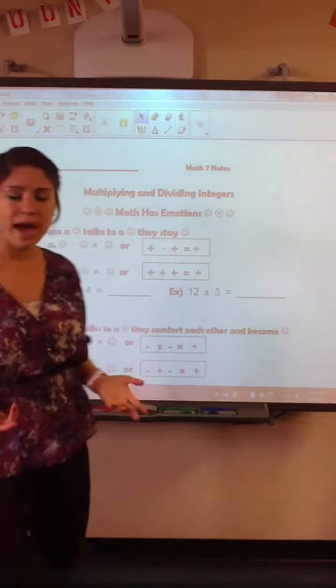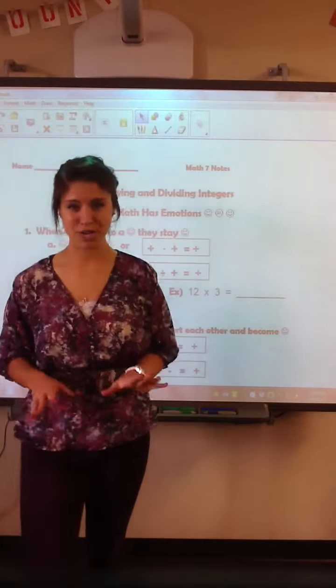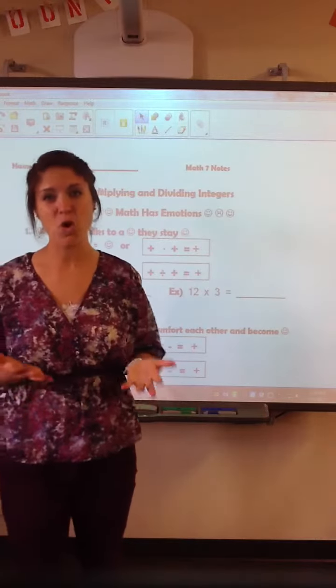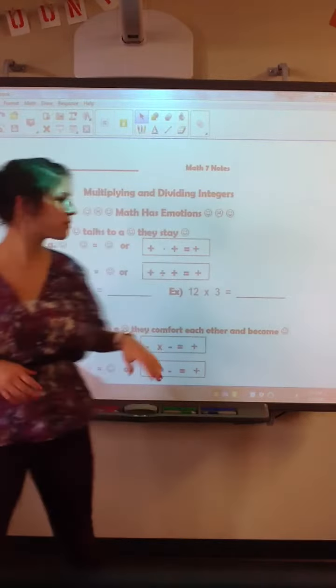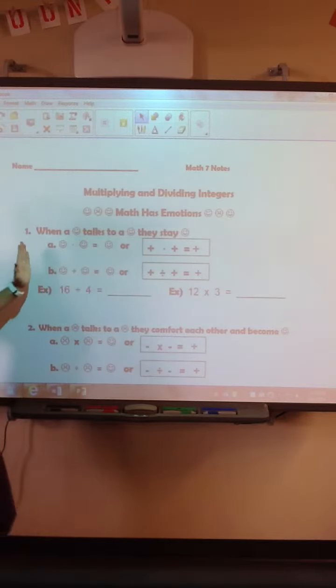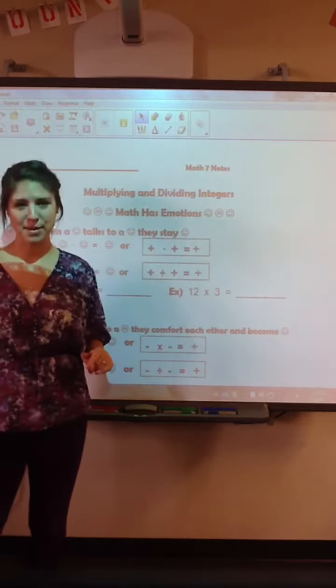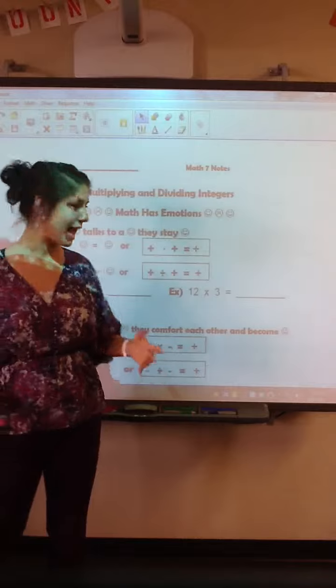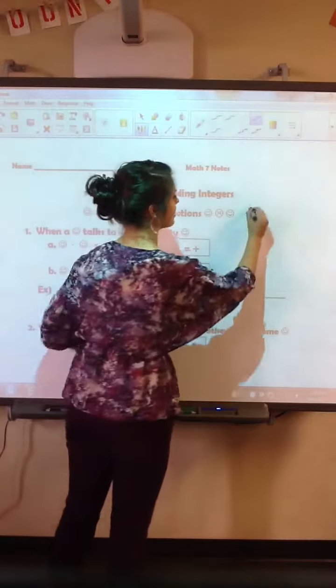Alright, so now I'm going to teach you that math has emotions. Now this may seem weird, but I promise you this might help you when learning how to multiply and divide integers. So take a look. The first thing is we're going to learn about when the signs are the same. When the signs are the same, if they're both positive, we think of that as happy. So a happy equals a positive.